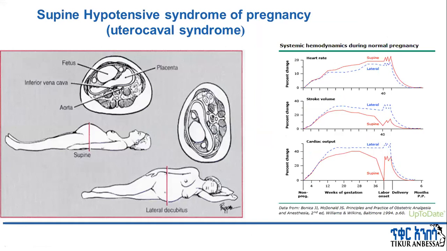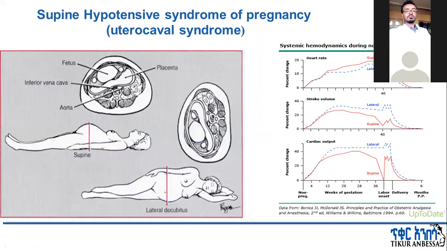And in fact, in 11% of pregnant ladies, there will be an acute occlusion of the inferior vena cava and the aorta, leading to a supine hypotensive syndrome of pregnancy or uterocaval syndrome. So there will be a complete occlusion of the inferior vena cava, leading to a decrease in cardiac output owing to a decrease in venous return because of the compression of those vessels. And the patient could develop during this time weakness, nausea, fatigue, dizziness, and may even develop syncope.